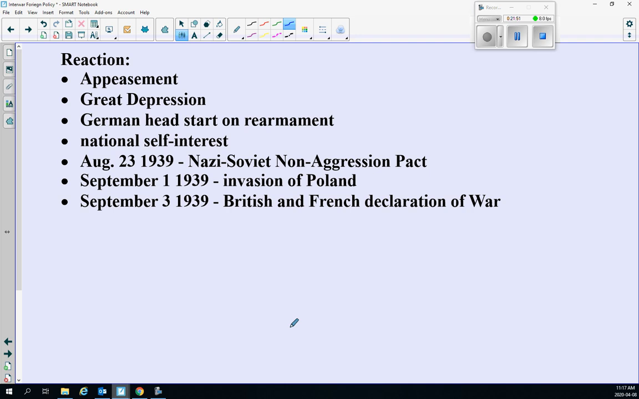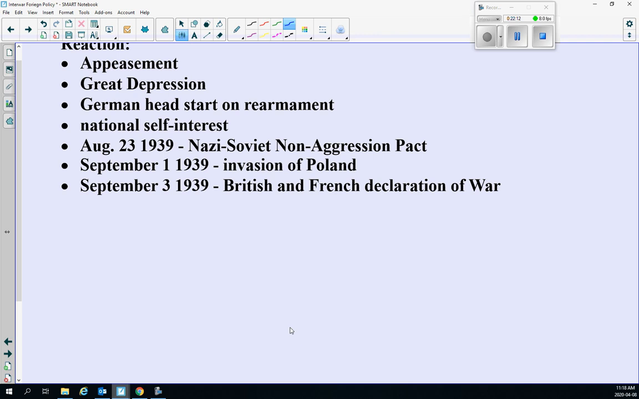Again, we're in the throes of the Great Depression. Economies are stagnant and even in retraction. A lot of governments would have said we've got bigger problems. Germany does have a head start on remilitarization, however, and even if you did decide to turn and fight them right then and there, they probably had the advantage. Again, nations are putting their own national self-interest first.